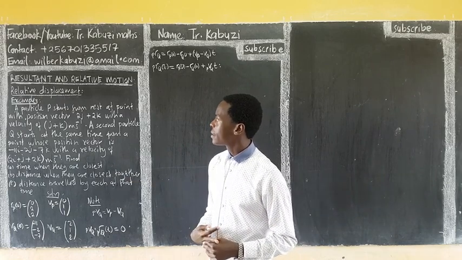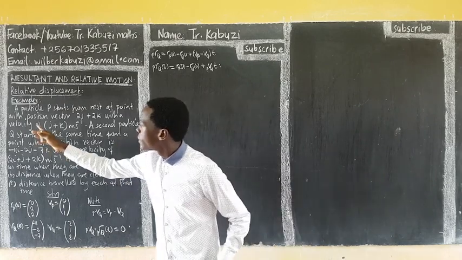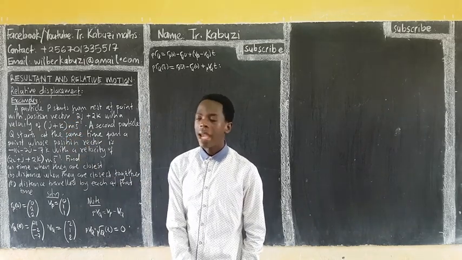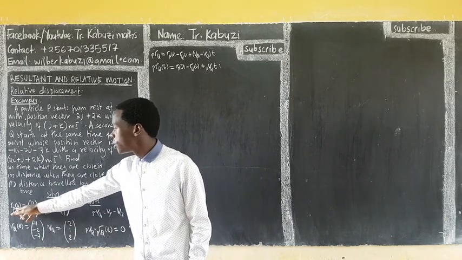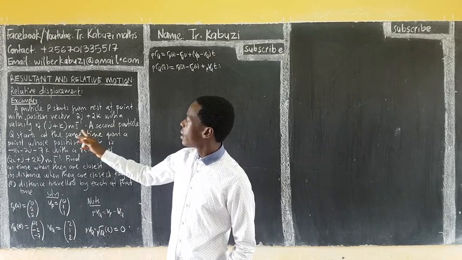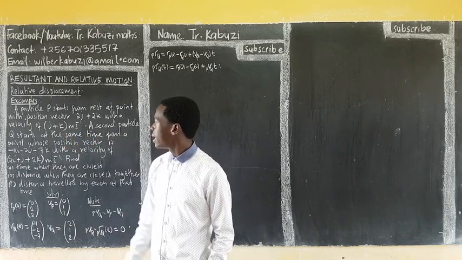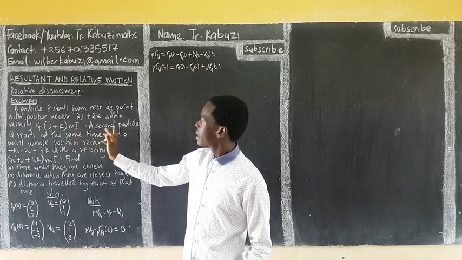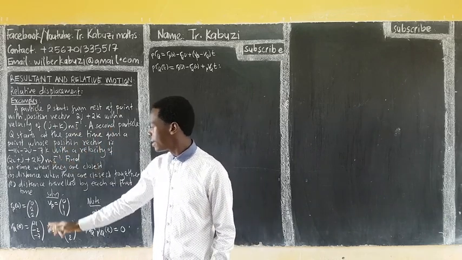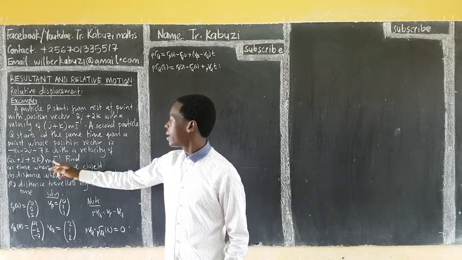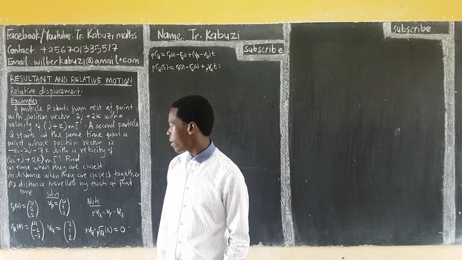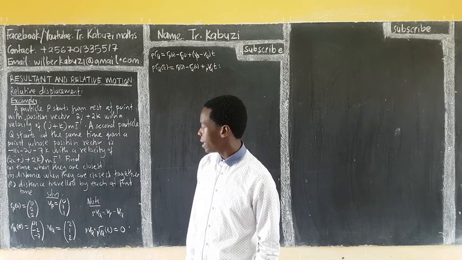So particle P starts from rest at the point with position vector 2j plus 2k, which means that it has no i component. So the initial position, when time is 0, is this. With the velocity, the velocity of P is that. A second particle Q starts at the same time from the point whose position vector is this, with the velocity this. Find the time when they are closest, the distance when they are closest together, and the distance covered by each at that time.